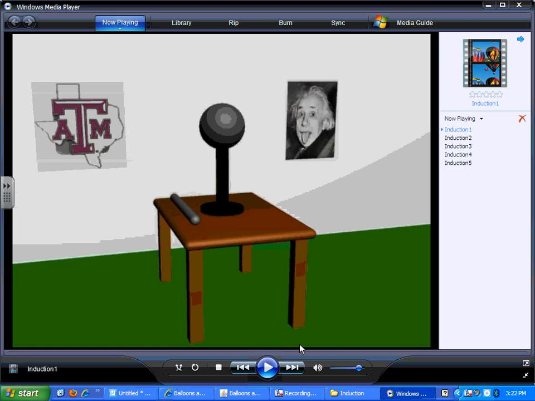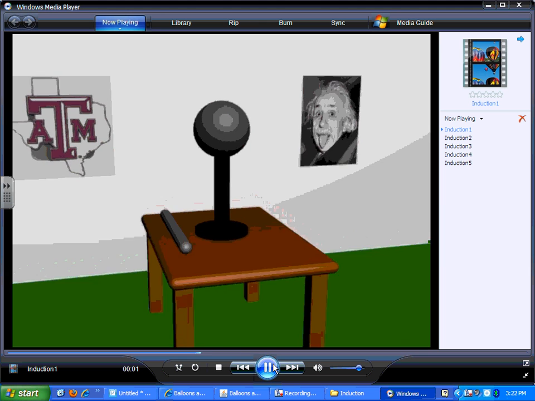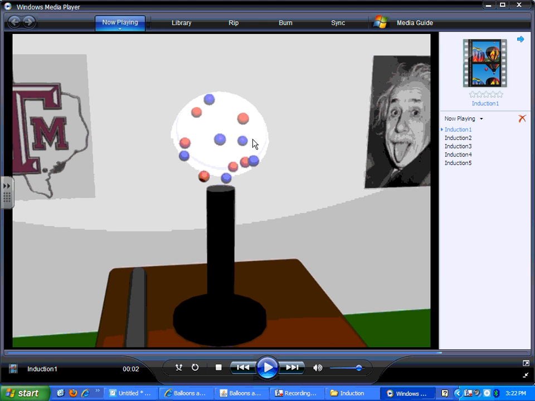Okay, induction is a slightly different process. Remember that induction has nothing to do with actually touching the object from one charged object to another. So this is what induction looks like. This is going to be a sphere that still has no excess amount of charge, but what I'm showing here is that it has the same number of protons as it does electrons, protons being the red spheres, electrons being the blue spheres. So there's no excess charge here.